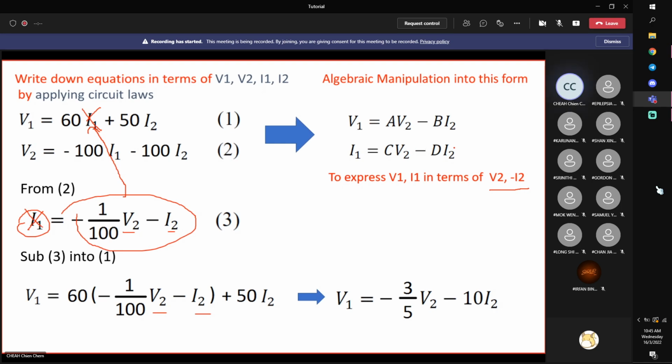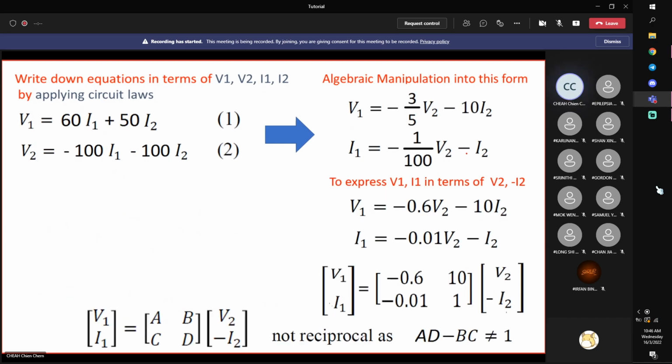Now the only thing to watch out for is that B is actually 10, because we're interested in negative I2 as our variable. So over here, put your B parameter as 10. Same thing, your D parameter is positive 1. B parameter is positive 10 because we put negative I2 as our variable of interest because of the directions of the transmission line.